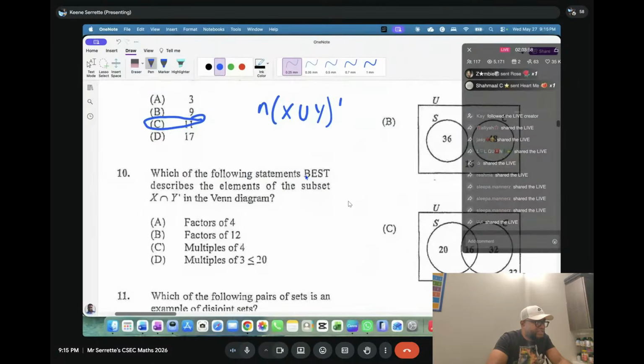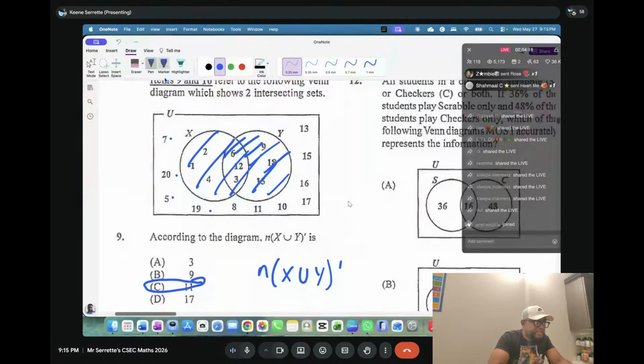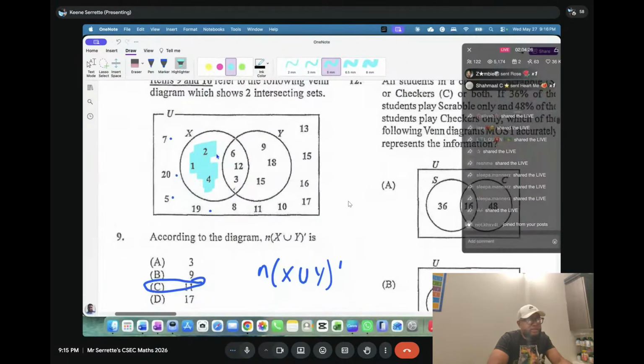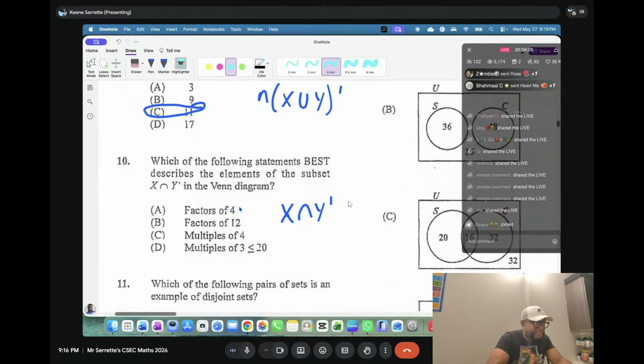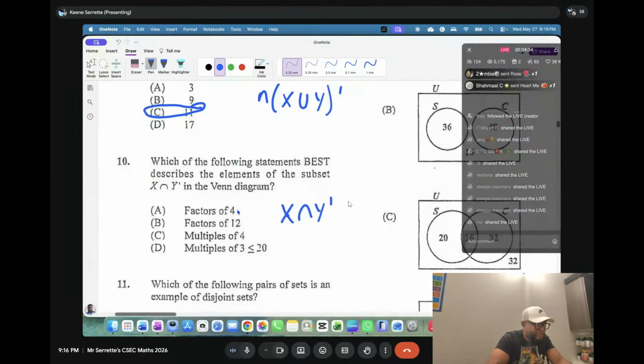Which of the following statements best describes the elements of the subset X intersect Y prime? X intersect what is not in Y. So that means it is in X, but it's not in Y. Which numbers are we talking about? In X, but not in Y. 2, 1, and 4, what would they be? The factors of 4. Yeah, 2, 1, and 4 would be the factors of 4. That best describes the elements in that set.